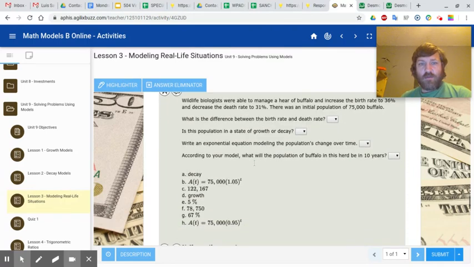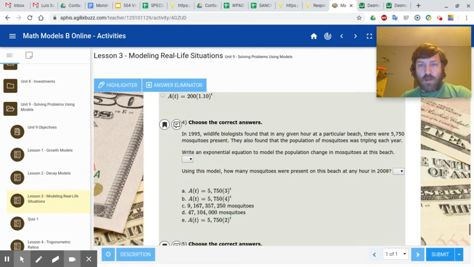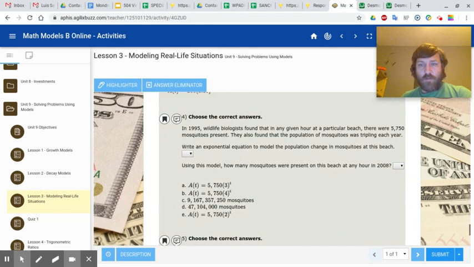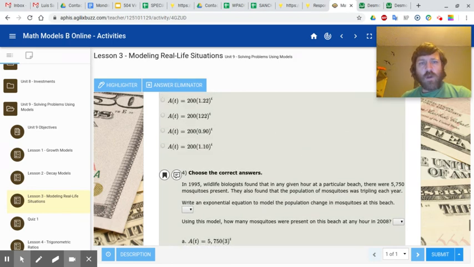Same exact idea on number 2. I'll let you do that one on your own. And pretty much the same idea on number 4, I'll come to that in a second.